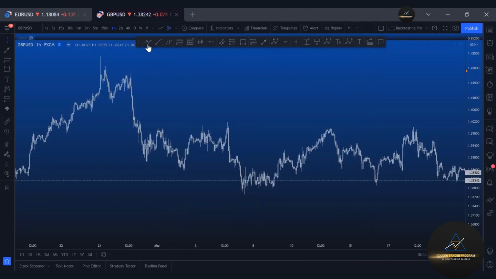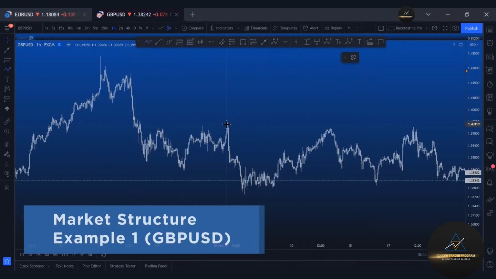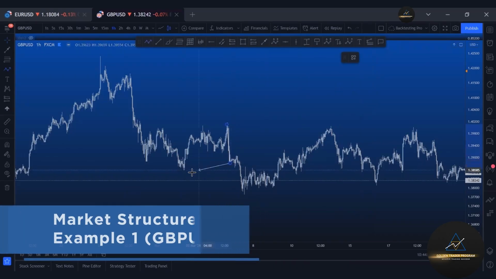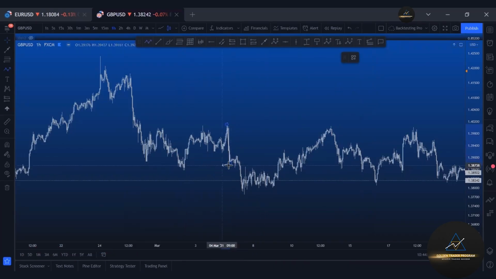Let's look at a live example. So we can start from anywhere. Let's say we start from here. The market drops. Bearing in mind that this is the most relevant structure. Notice how there's a bit of a pullback here. It then pulls back, makes a new low.